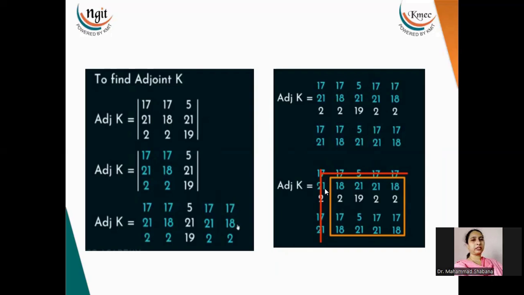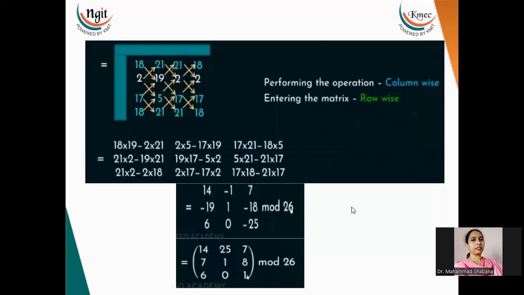So this is the adjoint K matrix we are considering. Let us eliminate the first row and first column. Then whatever we are getting is nothing but the adjoint element of the matrix. Let us find out the column-wise and row-wise operations here.